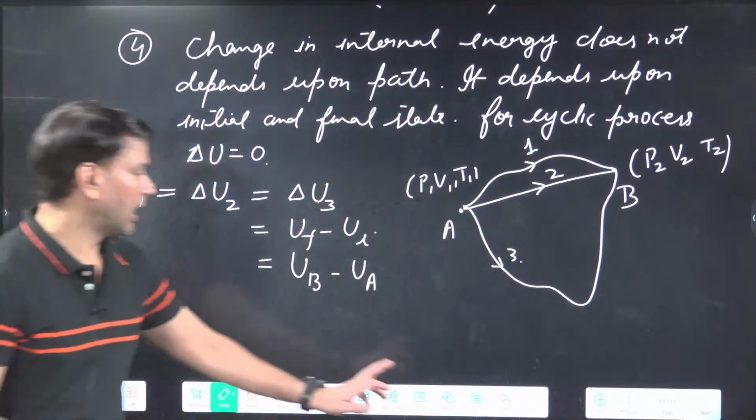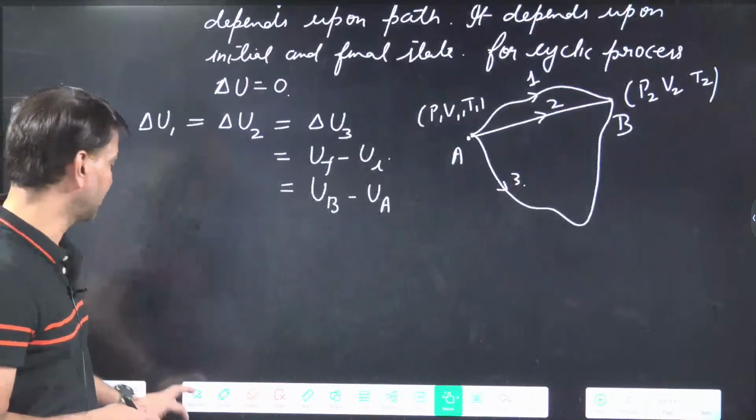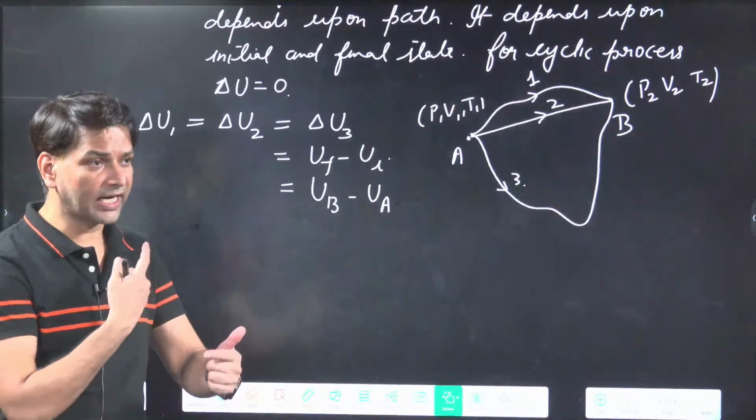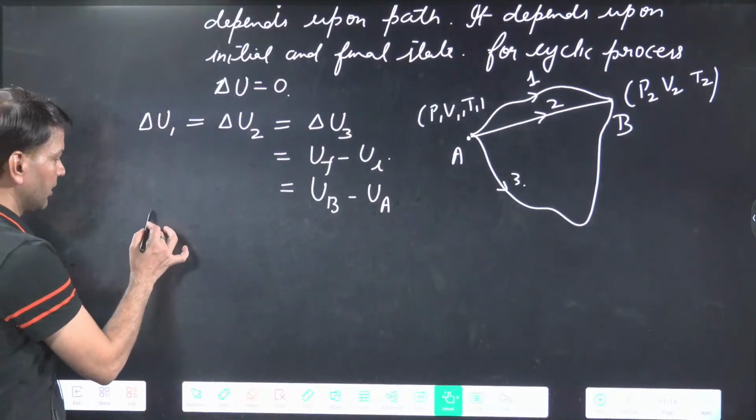Suppose we are going from B to A. What will be the change in internal energy? Then it will get reversed. Reversed means you will get a negative.